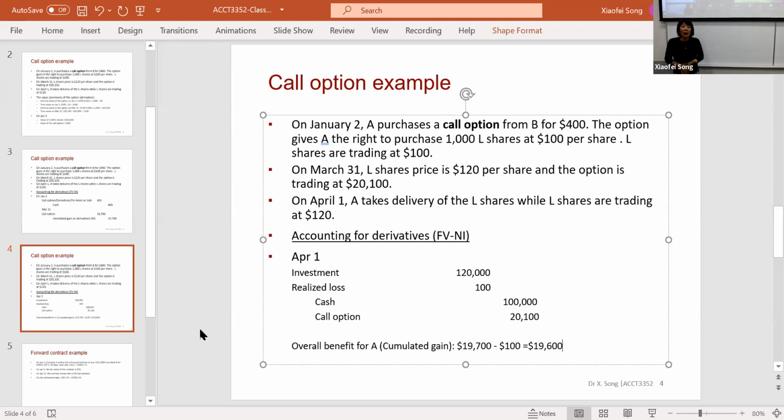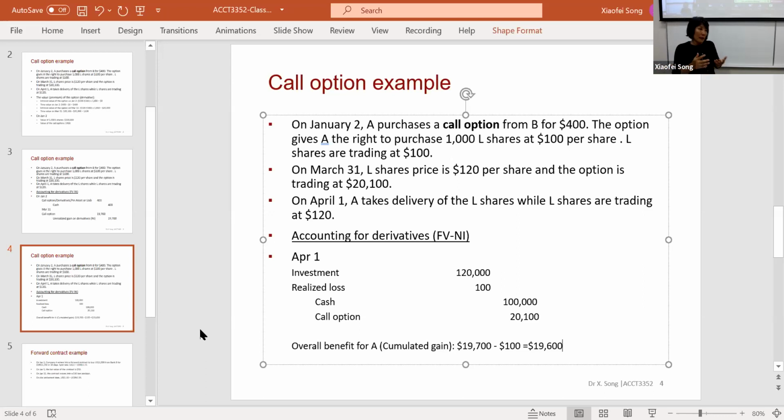Now, with the call option, we can easily move on to the other two forms of derivatives. So the second type of derivative is forward. Forward is very much like an option. You have a contract, except neither party has a choice. So it's a firm commitment.